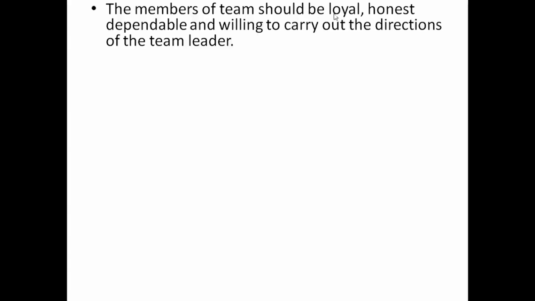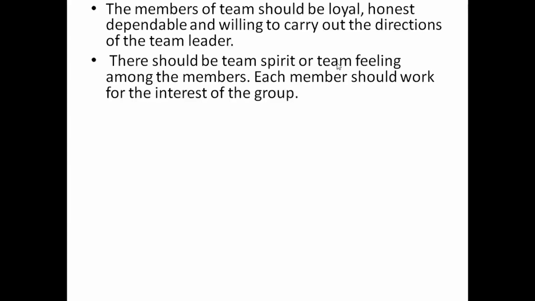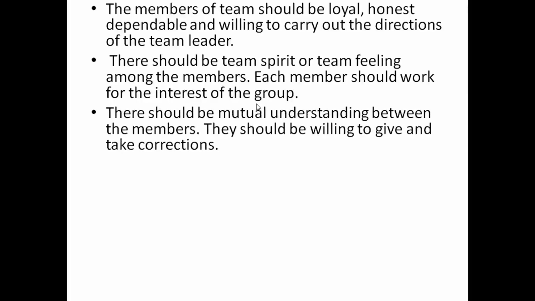Members of the team should be loyal, honest, dependable, and willing to carry out directions from the team leader. There should be team spirit or team feeling among the members. Each member should work for the interest of the group. There should be mutual understanding between the members. They should be willing to give and take corrections.